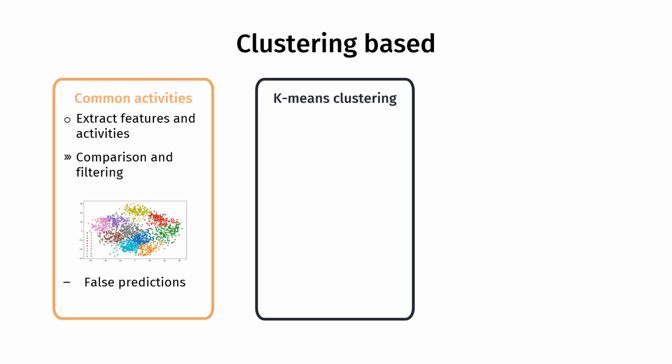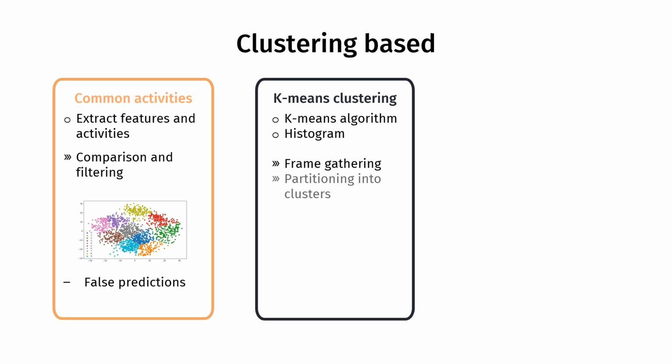K-means clustering uses the K-means algorithm together with a histogram. The frames of the video are gathered into a histogram. Using the information from the histogram, the video is partitioned into K clusters, whereas the first frame of each cluster is considered as representative. The required segments can now be collected into the form of a video summary. This approach is suitable for dynamic scenes but not for static scenes, since static scenes are too redundant.